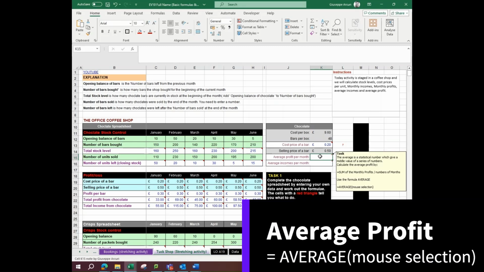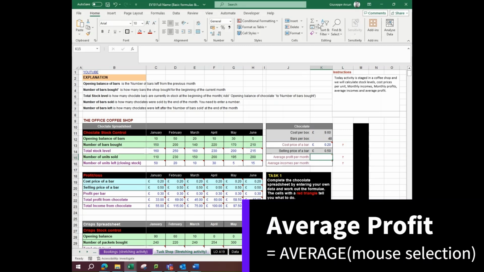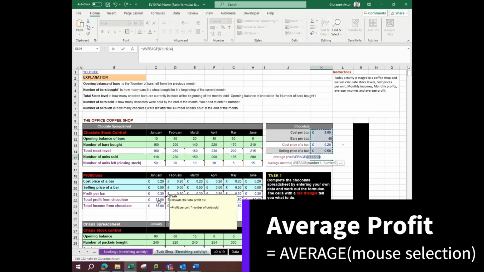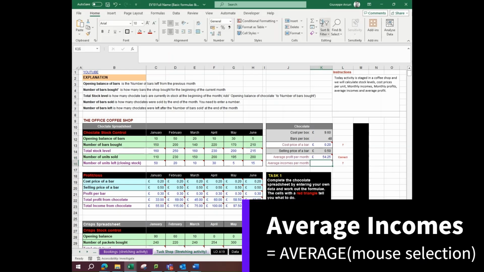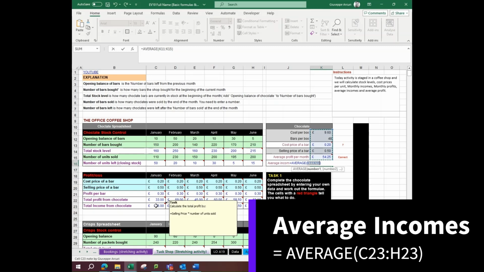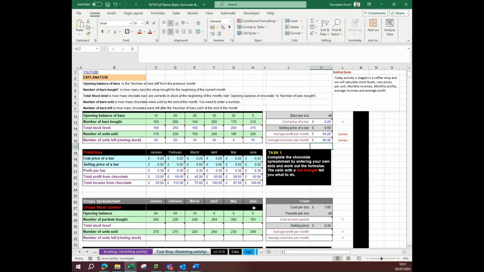Then, we move on to the right side to calculate the average profit per month, clicking in cell K15. We can select average from the AutoSum shortcut, then selecting all the cells in row 22, from C22 until H22 and finalize with enter. We do the same for the average incomes, applying the average formula and selecting from cell C23 until H23. Otherwise we can write the formula, starting with equal, typing average open brackets, selecting the cells and finalize with enter.